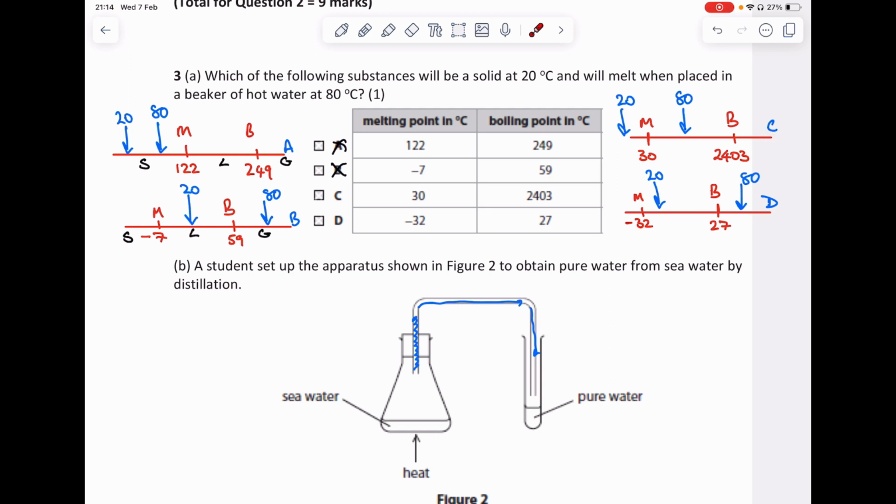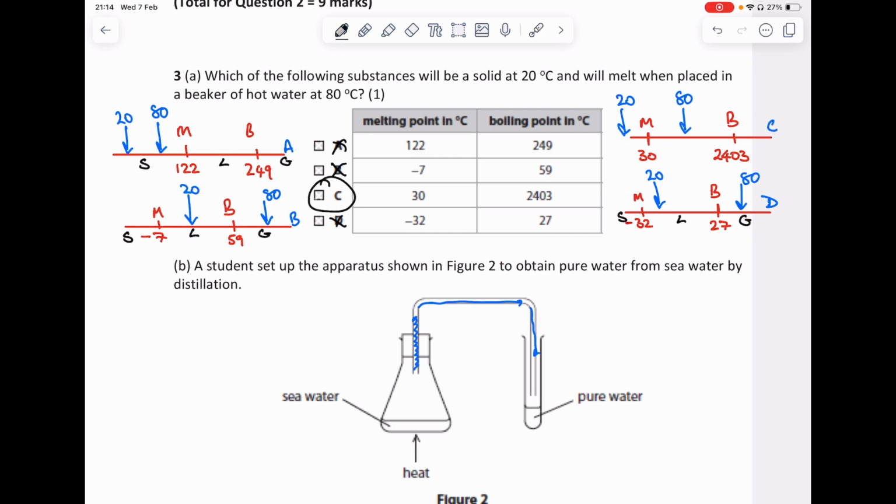Let's just double check it with D. And as you can see here, it's going to be a solid, then a liquid, then a gas. So again, it doesn't fit with the description because it's going to be a liquid in this region and a gas at 80 degrees, and that doesn't fit.